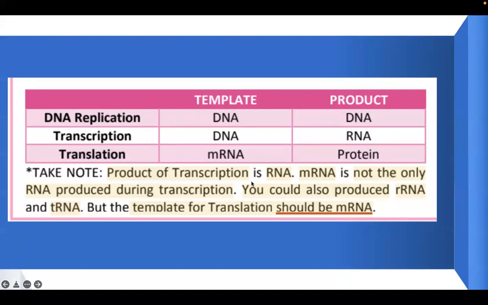Next, for the translation from the mRNA, okay, it will be converted to your final product as what we call the protein. Take note lang po that product of transcription is RNA. mRNA is not the only RNA produced during transcription. May mga nabanggit na tayo na different types of RNA that can be produced in the transcription, but mRNA lang yung pwede nating gamiting template na pwedeng i-convert to protein. Okay? Kasi yung mga ibang RNA natin, meron silang iba't ibang specific roles, and yung mRNA natin, ito yung kanyang specific role. So, but the template for your translation should be mRNA.